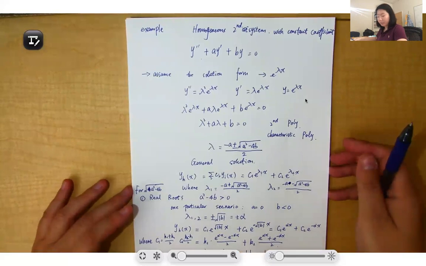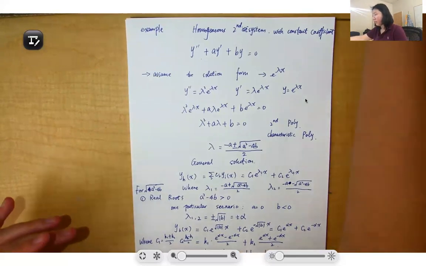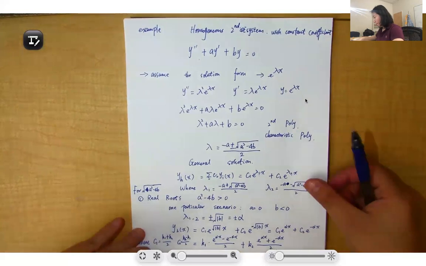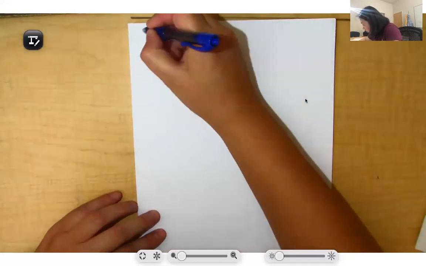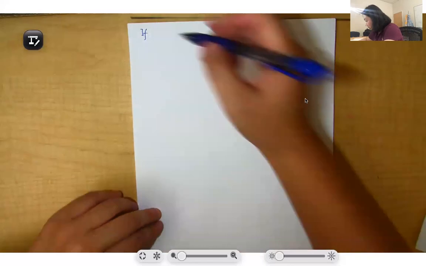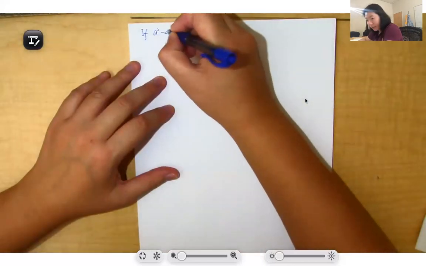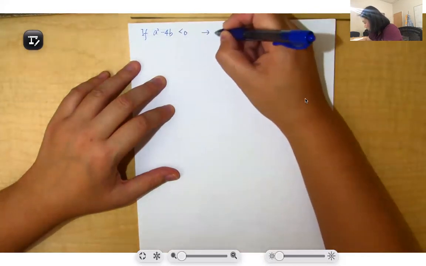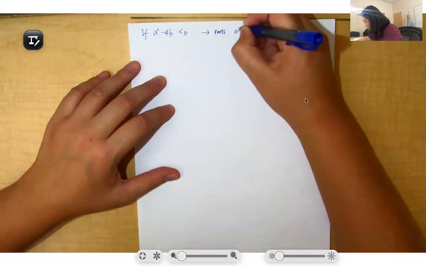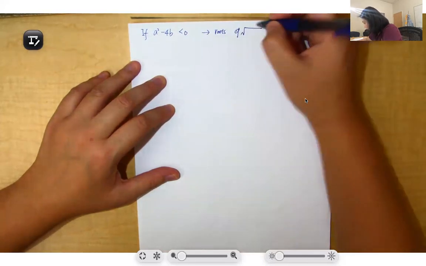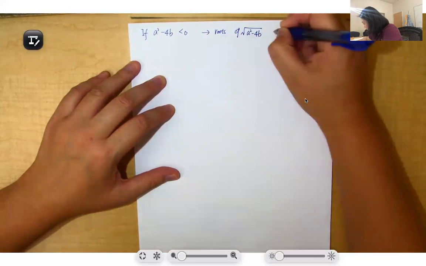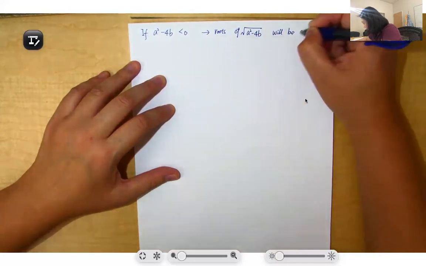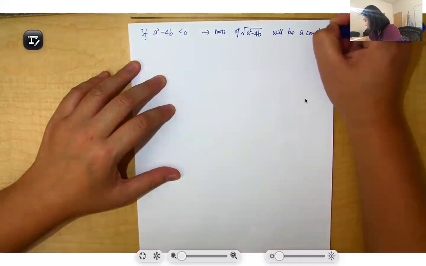Then the next part we will talk about the negative case. So if a squared minus 4b is smaller than 0, that means the roots, the square root of a squared minus 4b, will be complex conjugates.